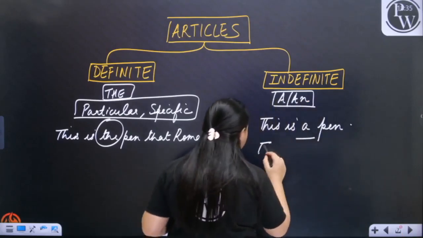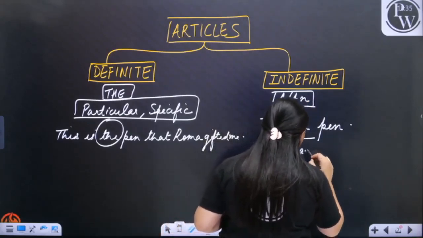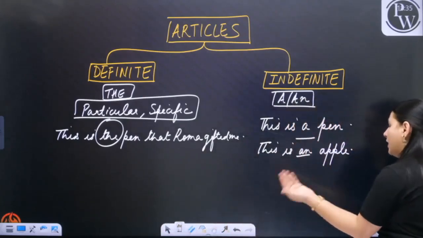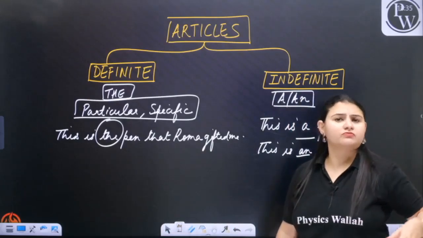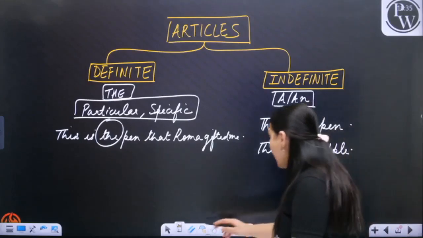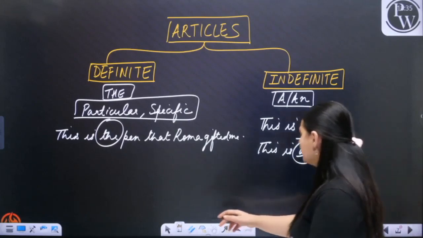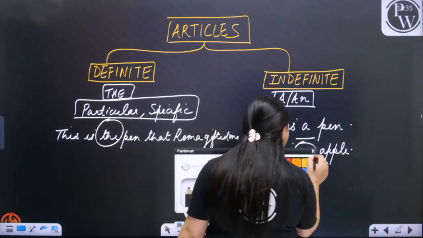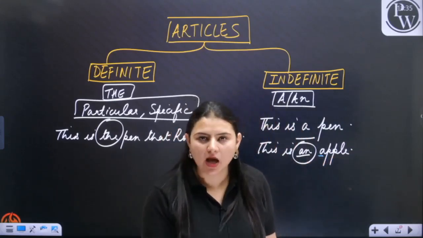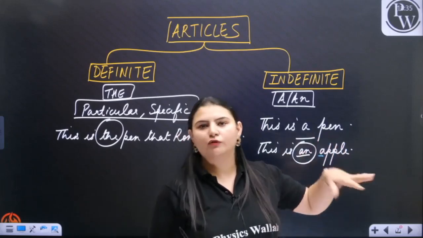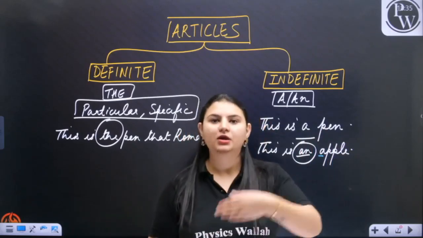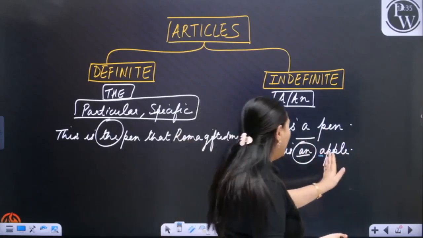Now, what if we wrote, this is an apple. Here we are talking about an apple, any apple. But we have put an here. Now, why have we put an here and not a? The reason is simple. Because apple is starting with a vowel sound. We know since our childhood that if the noun is starting with a vowel sound, then we have to put an before it. For example, apple is starting with a.